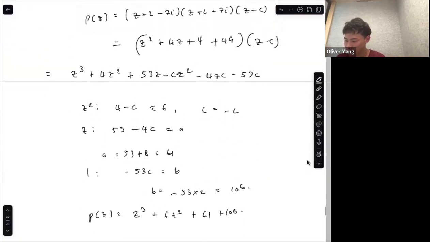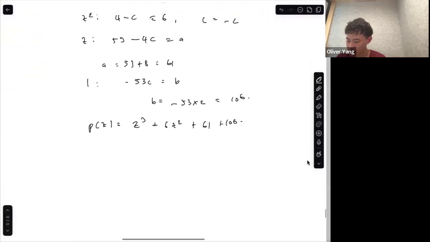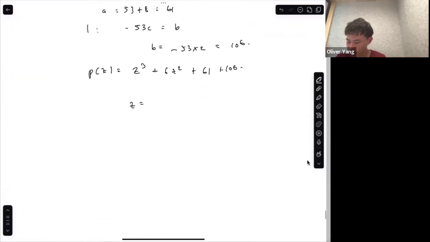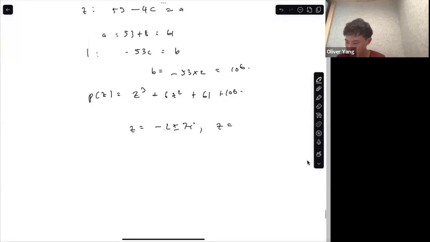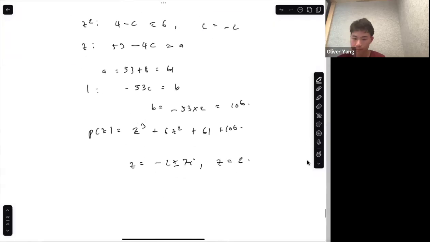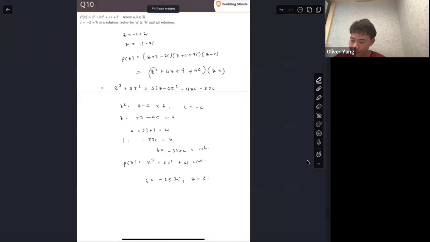And then all solutions. Oh, we've done that actually. So C equals negative 2. So yeah, Z equals negative 2 plus or minus 7i, and then Z equals 2. All right, cool. That's everything.